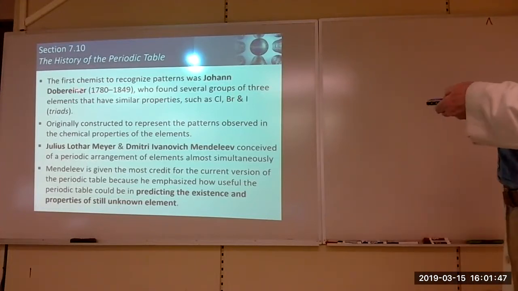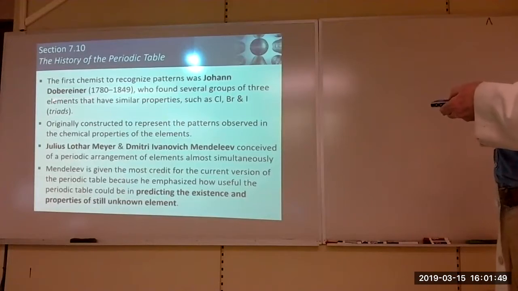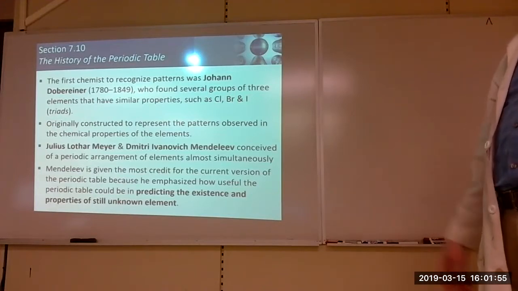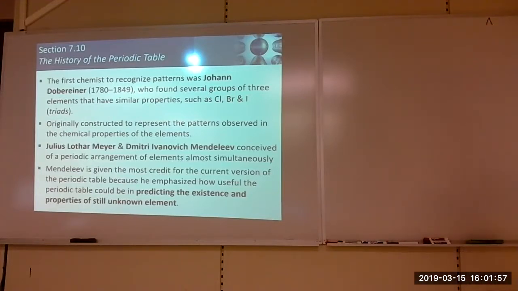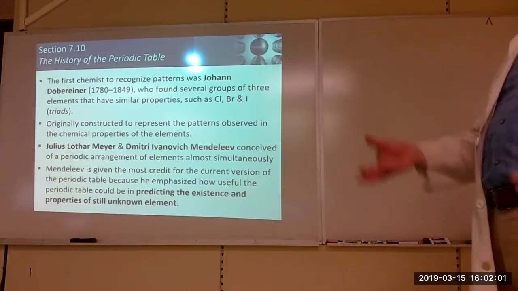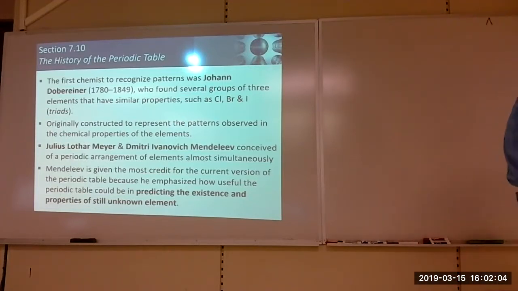So you get Dobereiner, who developed his triads. He noticed that chlorine, bromine, and iodine behave similarly. But that's as far as he took it. Alkali metals, you could do the same thing, like lithium, sodium, potassium. They behave similarly too, triads. He had several of them.